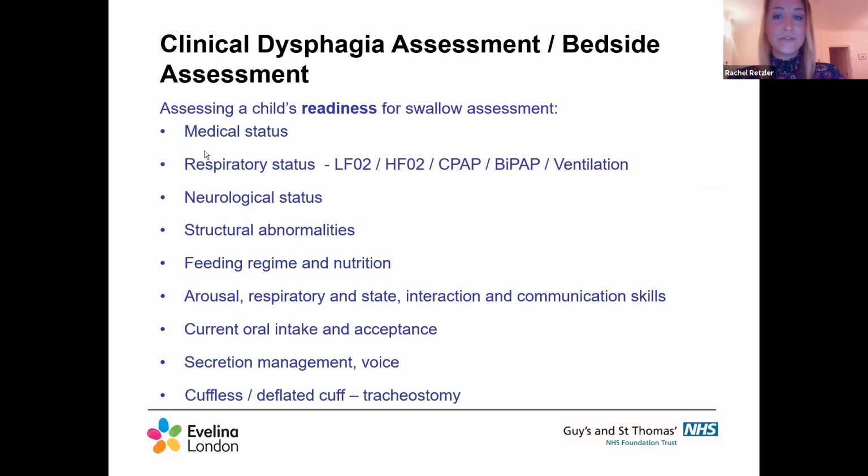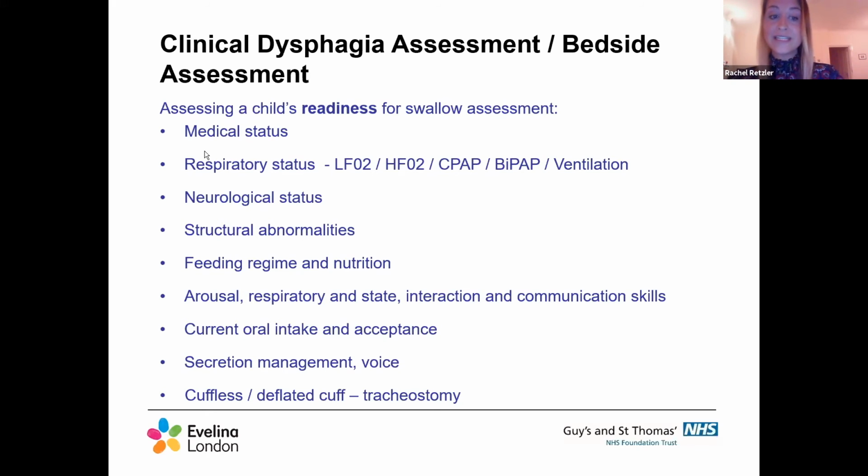Assessing if a child is even ready for a swallow assessment, that's a big part of our role as SLTs as well. Are they ready for us to go and assess their feeding and swallowing? We want to look at their medical status, their respiratory status, any ventilation settings they might be on, their neurological status, if they have any structural abnormalities, if there are any plans to correct those. If so, what's their feeding regime and nutrition like? How are they at rest, how's their arousal, respiratory state? What's their current oral intake and acceptance at this time, how are their secretions being managed, and how is their voice?